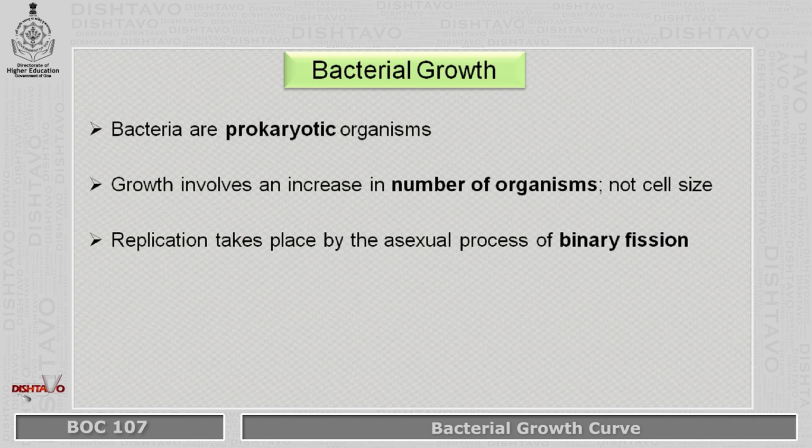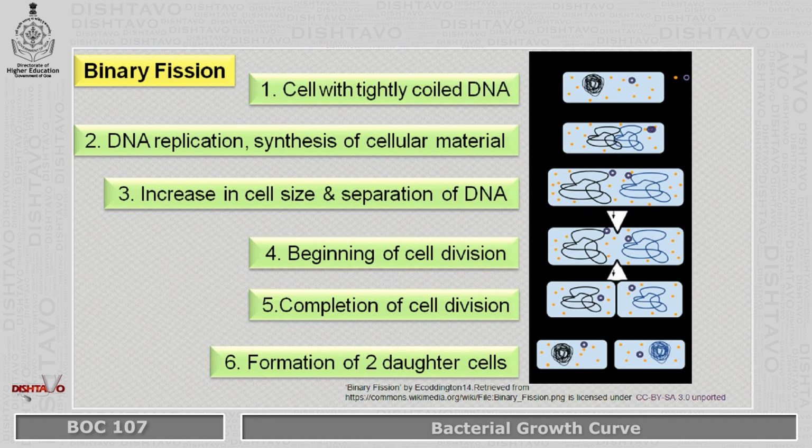Now as we all know, bacteria are prokaryotic organisms. In these organisms, the growth involves an increase in the number of organisms and not in the cell size. The replication in bacteria takes place by means of an asexual process which is called binary fission. Now let us study the various steps in binary fission.